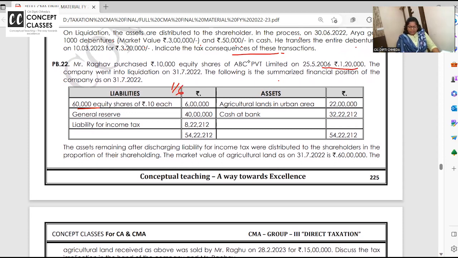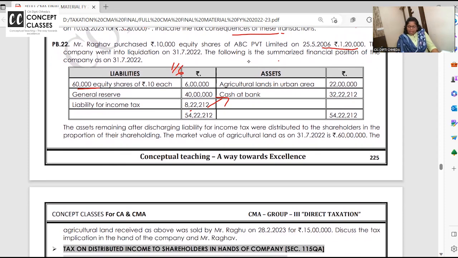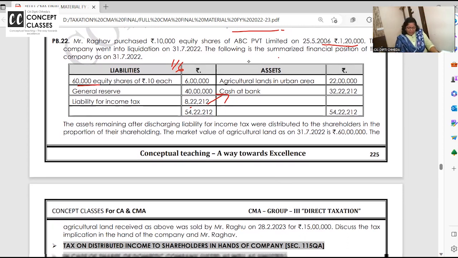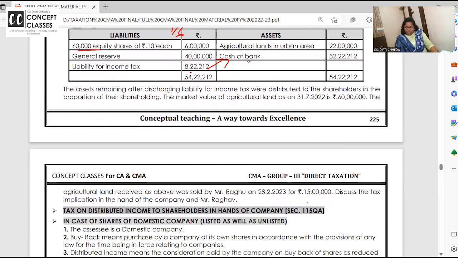And how much out of cash first you have to pay the liability? Full liability. It's not that we have made a provision of 8 lakh and actual liability is 9, like the 20th problem. The market value of the agricultural land is 60 lakhs. So obviously you will transfer at 60 lakhs to the shareholder. Shareholder will pay the capital gain at 60 lakhs. And when the shareholder is selling that, they will again take the fair market value as the cost. The agricultural land is again sold by Raghav at 15 lakhs. Discuss the tax implication for the company and Raghav.